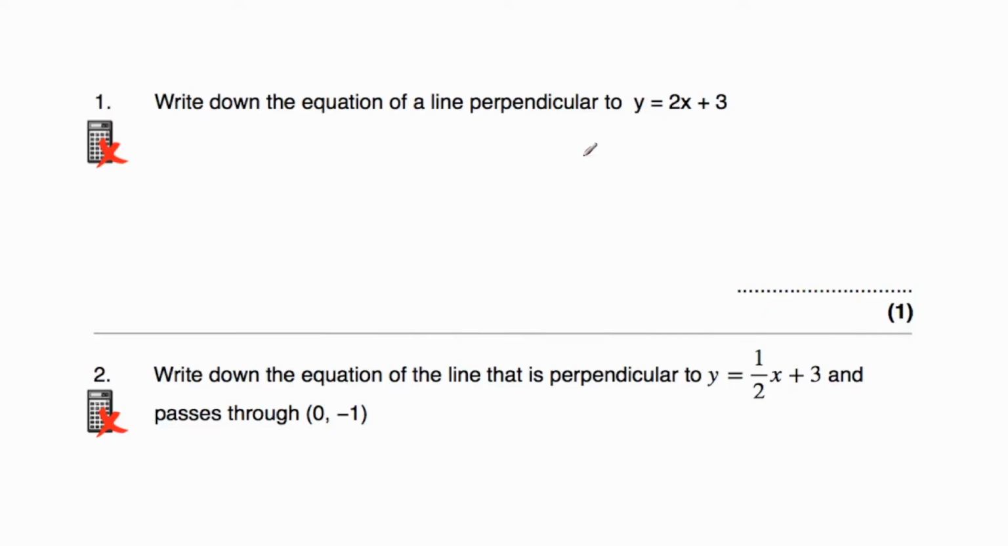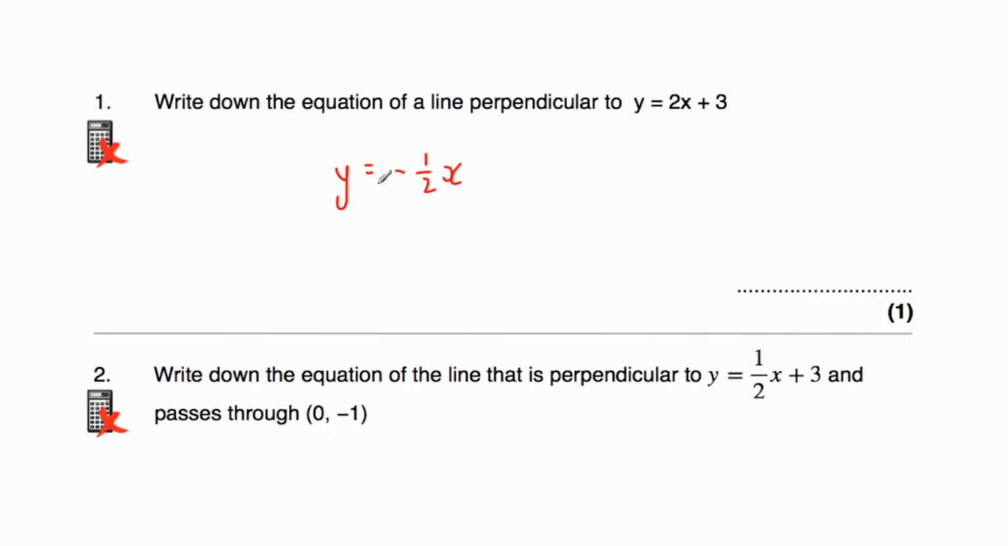So here we're going to have y equals, and for our line that's perpendicular to this line, the gradient of this line is 2, so we want to find the negative reciprocal of 2. So the reciprocal of 2 is a half, so the negative reciprocal would be -1/2. So the gradient of the line that is perpendicular to this line would be -1/2. And then we're going to write our x, and then we just need to write the equation of a line that's perpendicular to this one.